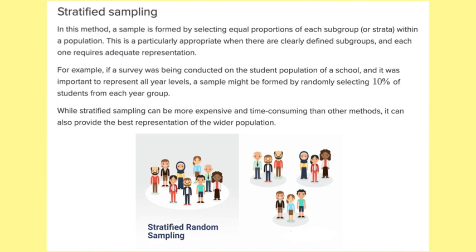For example, if a survey was being conducted on the student population of a school and it was important to represent all year levels, a sample might be formed by randomly selecting 10% of students from each year group. While stratified sampling can be more expensive and time-consuming than other methods, it can also provide the best representation of a wider population.